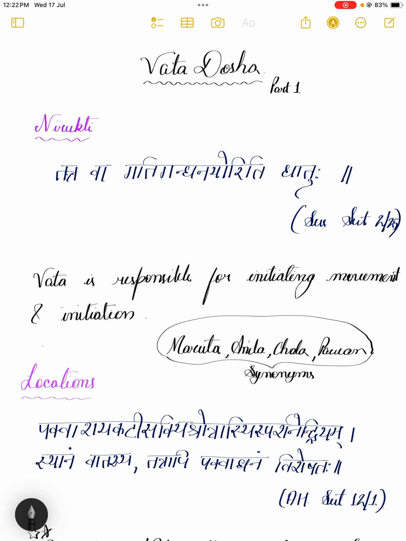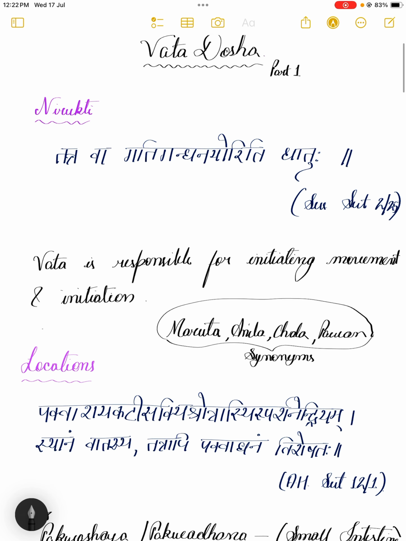So let's get started. Firstly, before studying any topic or any new word, we should always know its nirukti or its origin or etymological derivation. So we get the nirukti of Vat in Sushrut Samhita Sutrasthan. Acharya Sushrut has mentioned that Tatra Va Gati Gandha Nayara iti dhatuhu.